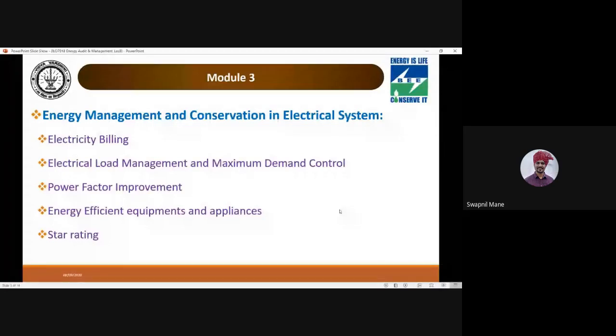Then energy efficient equipments and appliances. We talked about a fan: the conventional fan we used to have was able to consume 60 to 70 watt from the grid, but energy efficient fans are available which consume around 24 watt of power. We have also talked about one assignment on that. Regarding the queries related to assignments, we will discuss at the end of the lecture. And the star rating program offered by BEE.